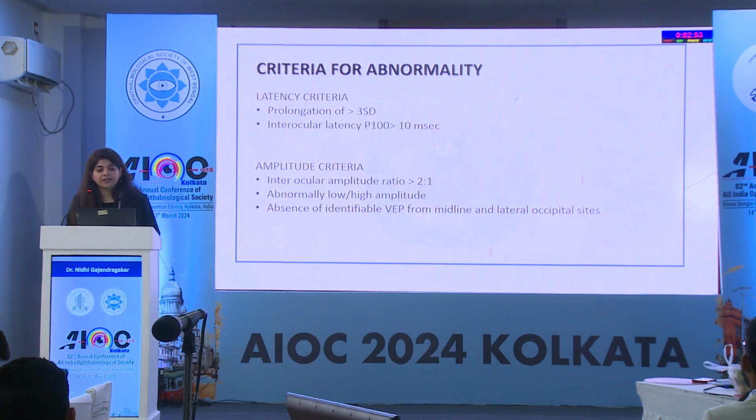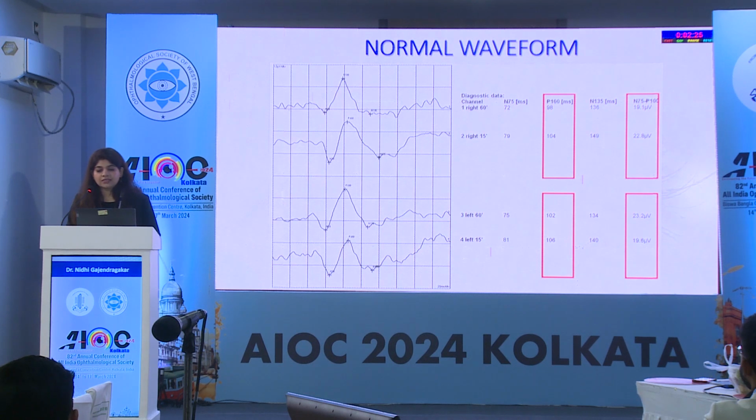Criteria for abnormality: the latency criteria is prolongation of more than 3 standard deviations, or interocular latency of P100 more than 10 milliseconds. In cases of amplitude, we need to see that the interocular amplitude ratio is not more than 2:1, the amplitude is not abnormally low or high, and there is no absence of identifiable VEP from the midline and lateral occipital sides. So this is how a normal waveform will look for the right eye and the left eye.